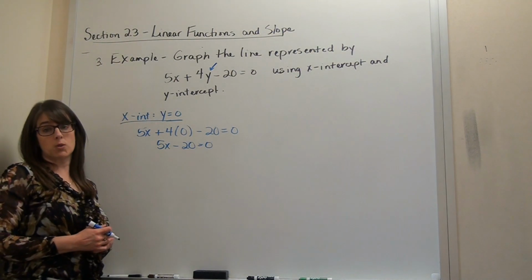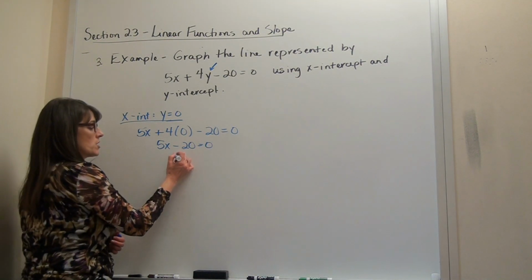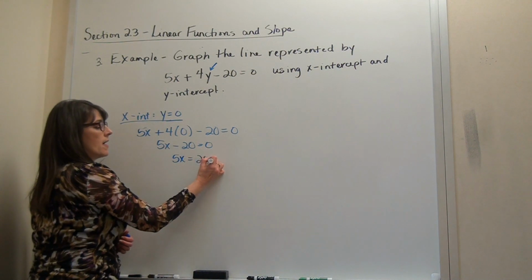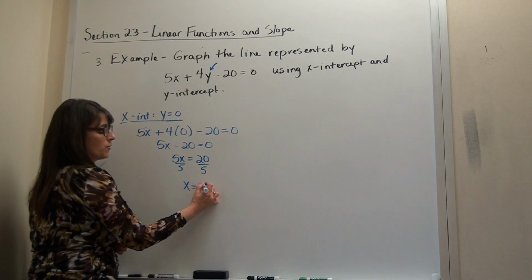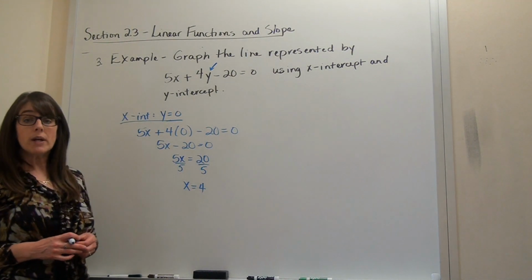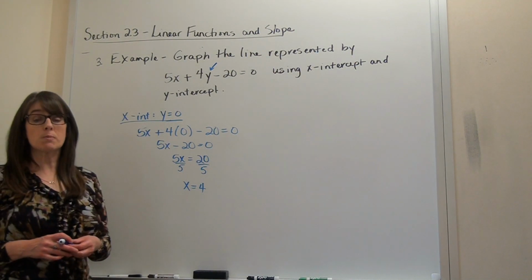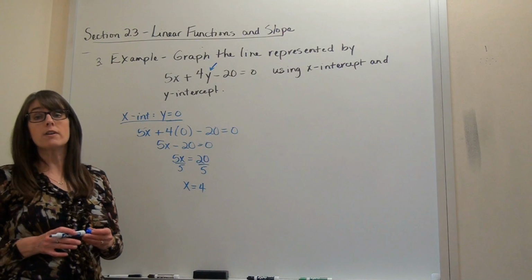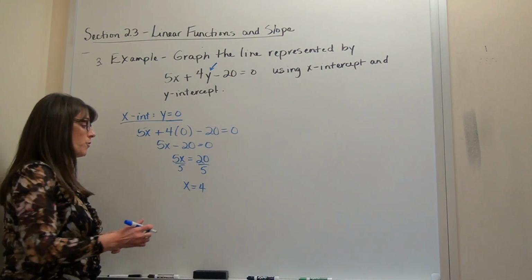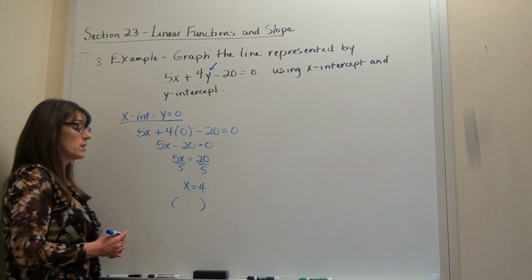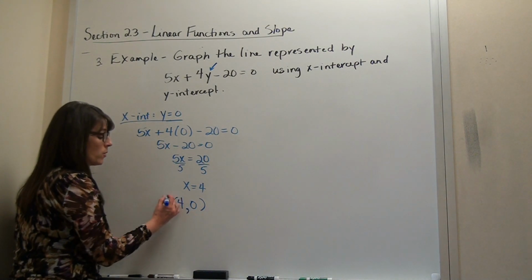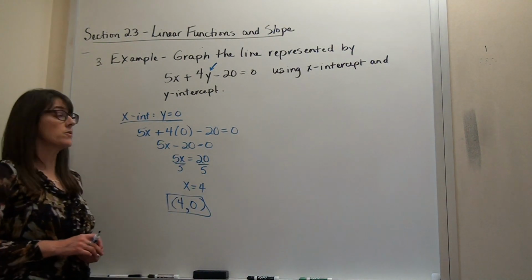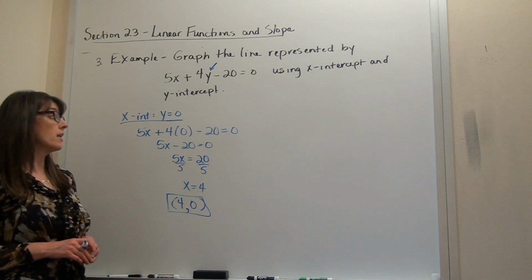I only have an x coordinate now. That's easy to solve. I'm just going to add 20 to both sides, and then I'm going to divide by 5. That will give me x equal to 4. Now this is a point in the 2D coordinate plane, so I need to express it in coordinate form. Very, very important that you express it in coordinate form, because it is a point in the 2D coordinate plane. In this point, the x coordinate is 4, the y coordinate is 0 because I made the y coordinate 0. But that's the first point on that line.